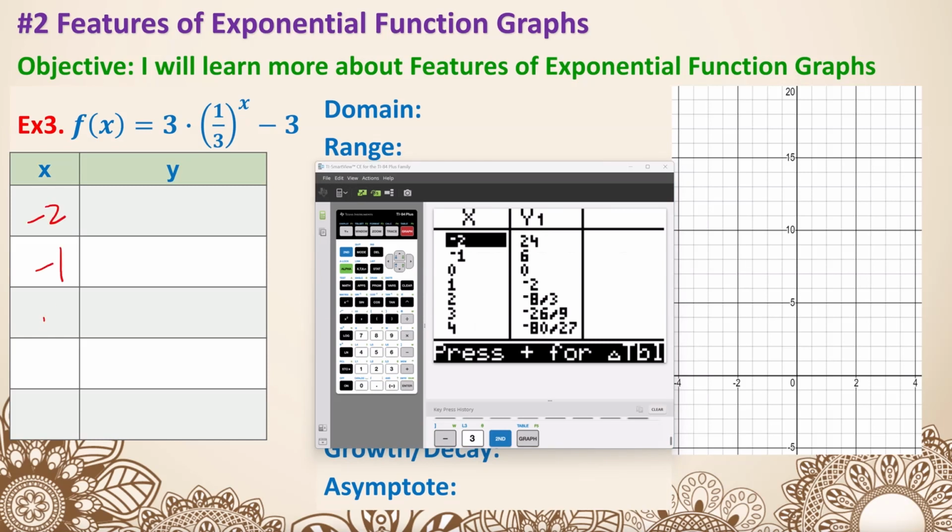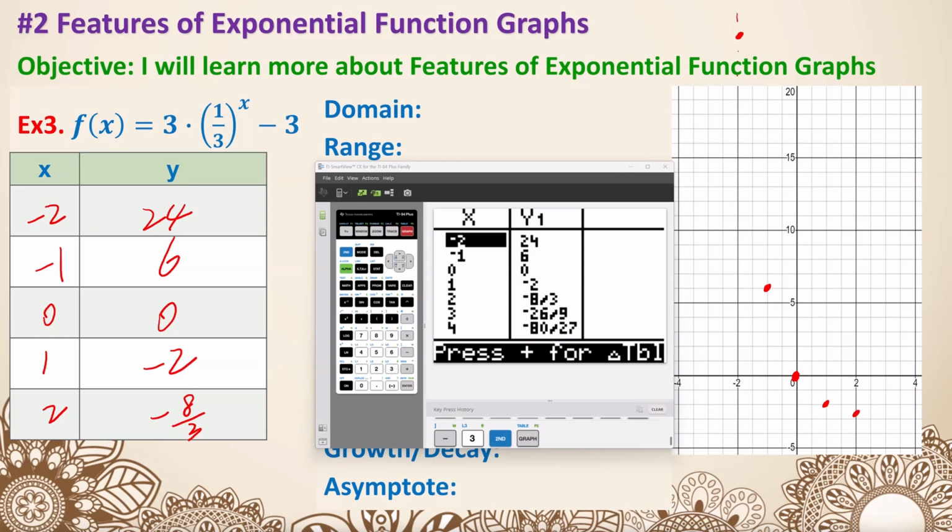Negative 2, negative 1, 0, 1, 2. Numbers: 24, 6, 0, negative 2, and negative 8/3. That's over negative 2, close to negative 3. So let's put the points down. Negative 2 is actually at 24, which is a bit above. 1, 2, 3, 4. That's kind of where it is. Then negative 1 is at 6. 0 is at 0. 1 is at negative 2. And then 2 is at negative 8/3, which is close to negative 3.